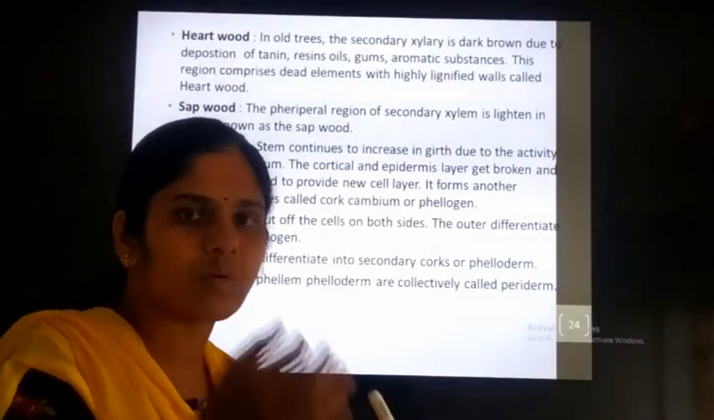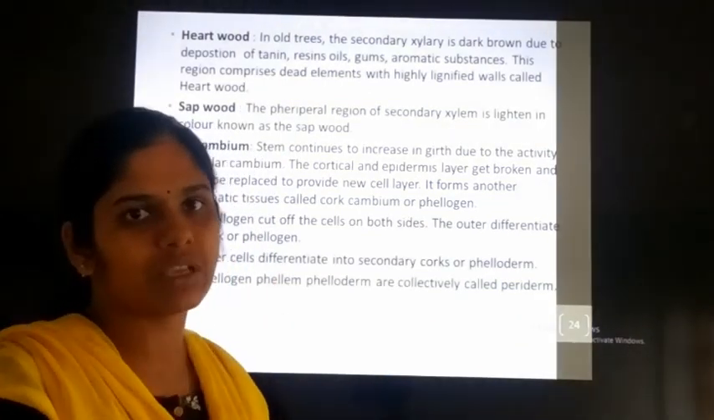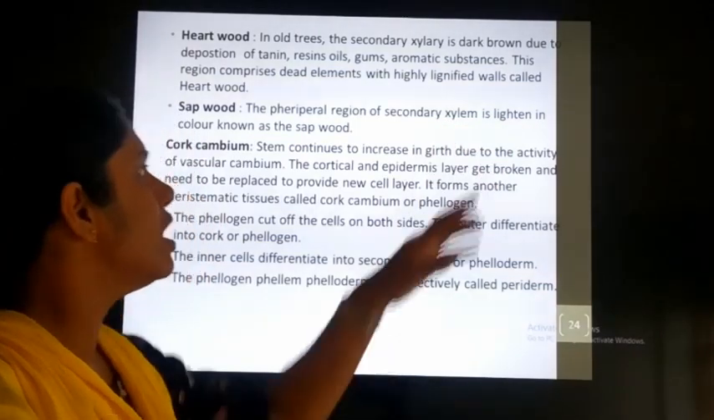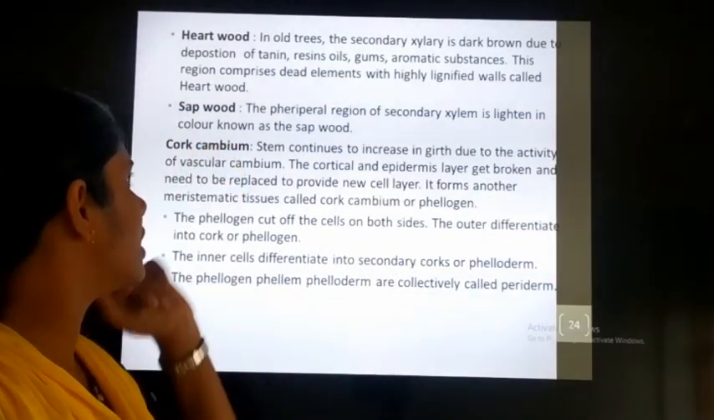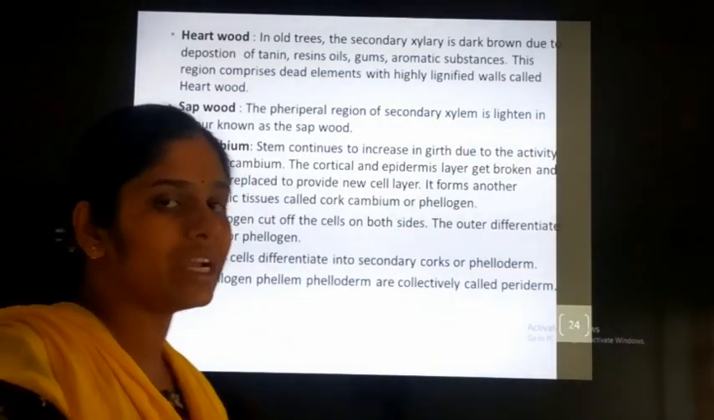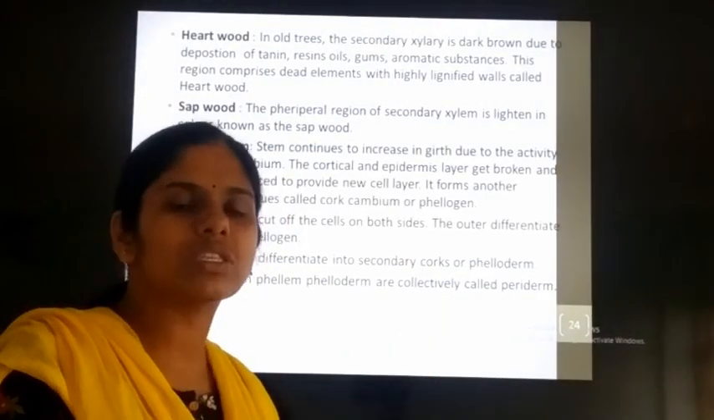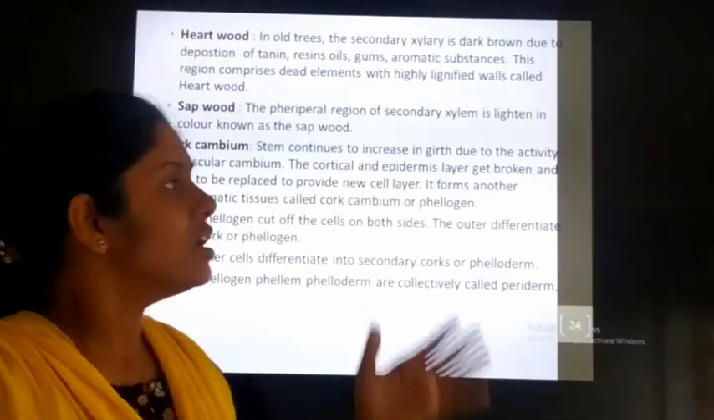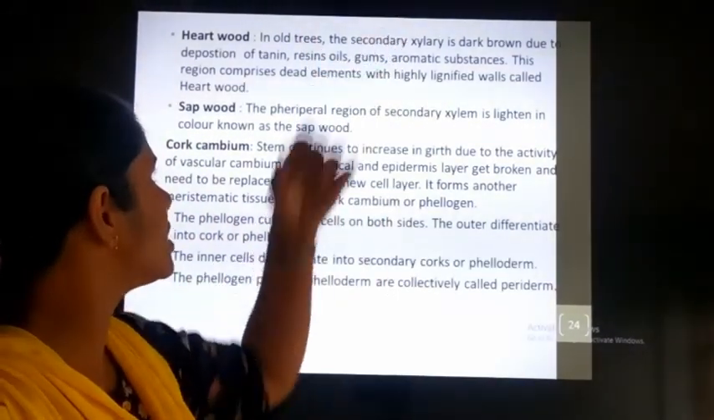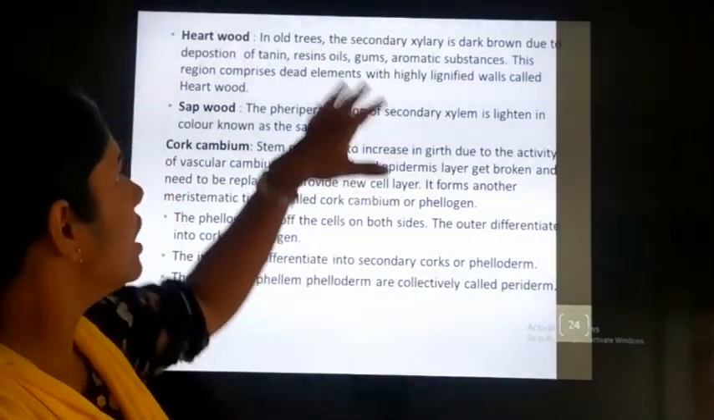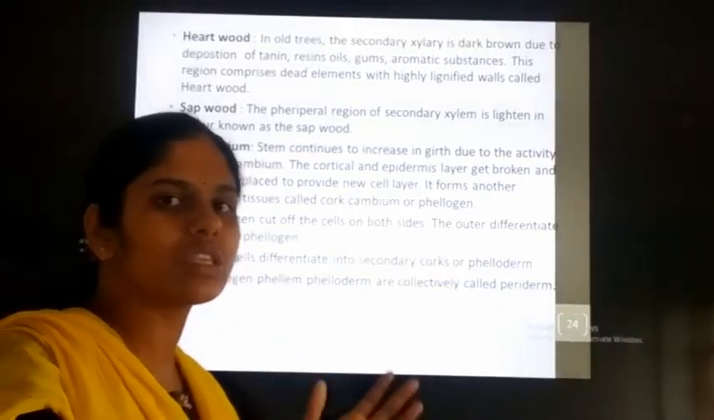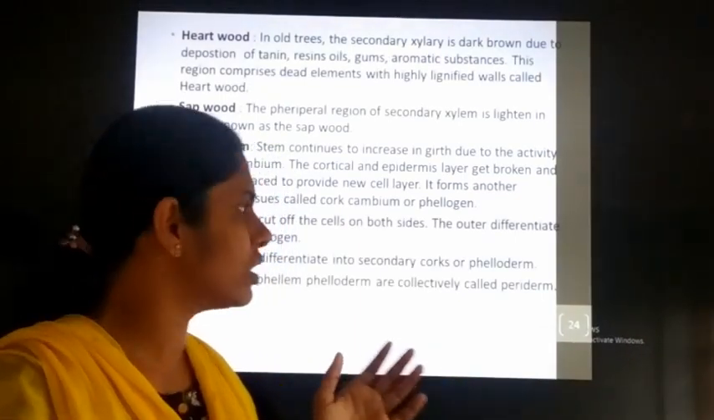In the softwood, only conduction of water takes place. The softwood is in the peripheral region of the xylem elements, so it is lighter in color. It is involved in the conduction of sap, so it is called softwood. Hardwood is darker in color and is a non-functional wood. Softwood is a functional wood because it is involved in the conduction of water.